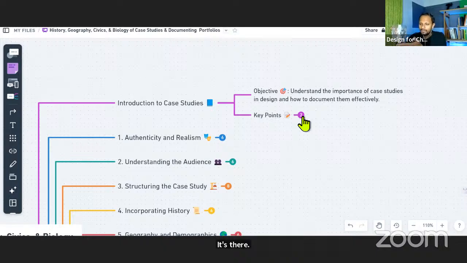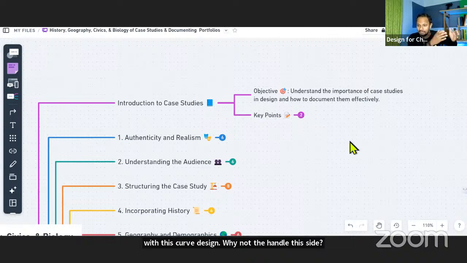What is the reason you have designed this particular glass? What is the need for designing this glass? In the first place, who asked you for this? What is the material used here? How has it been manufactured? In the first place, why did you come up with this curved design? Why not the handle this side? Why not the handle at the bottom? Why not the handle at the top? Why this side? So there are multiple dimensions to really go deep in understanding. That is a major difference between a project and a case study.